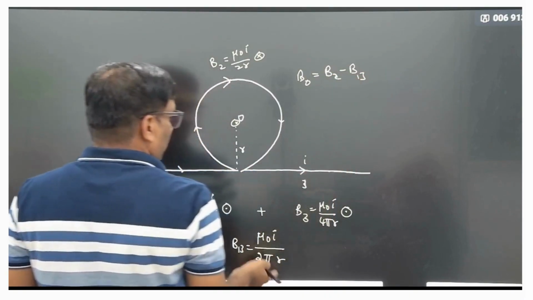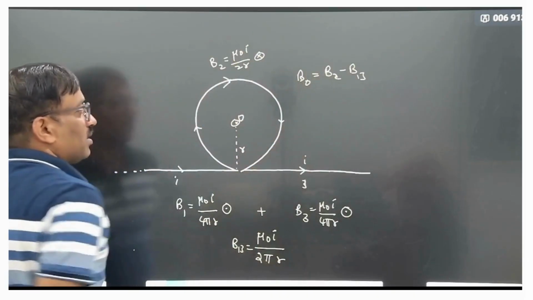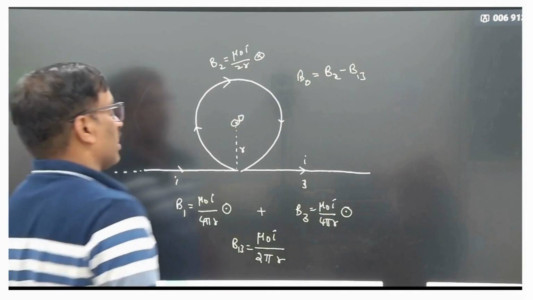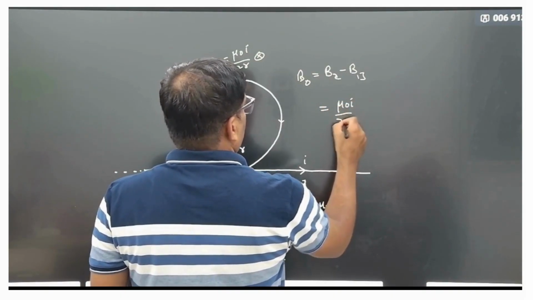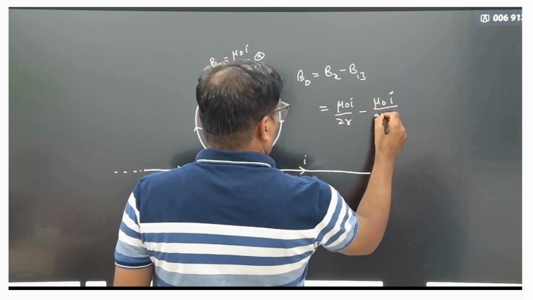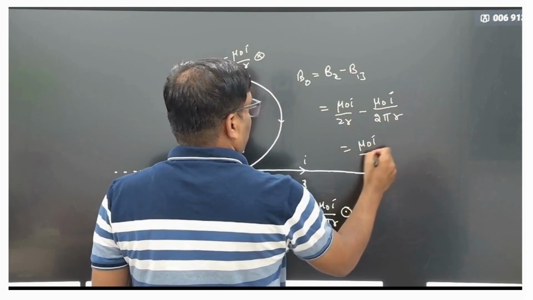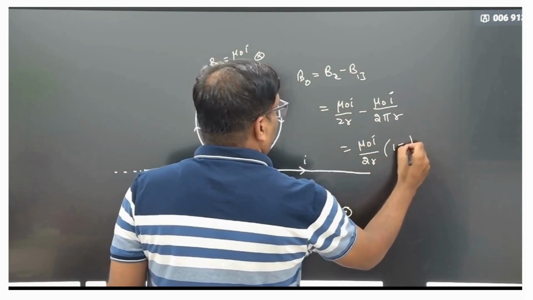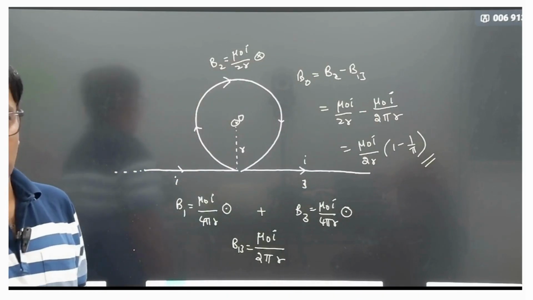Most of the students will write this as greater and this as smaller, they will take it the opposite way. Wrong answer. So what you'll get is μ0 I by 2r minus μ0 I by 2πr. Taking μ0 I by 2r common, you get 1 minus 1 by π as your magnetic field at the center.